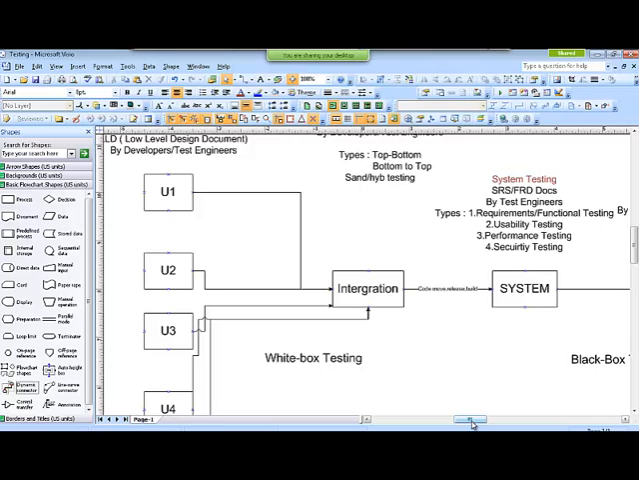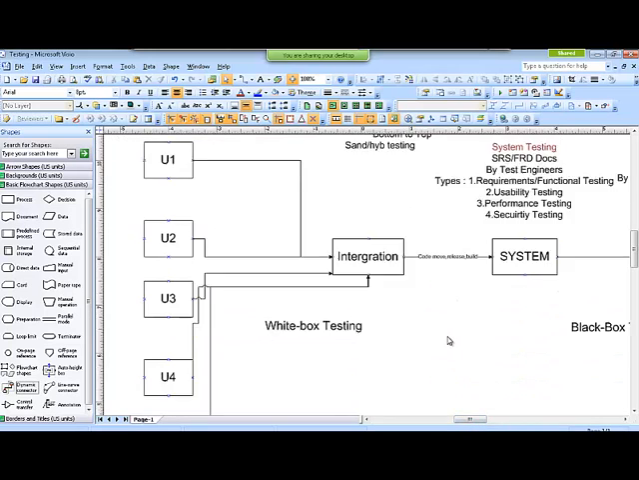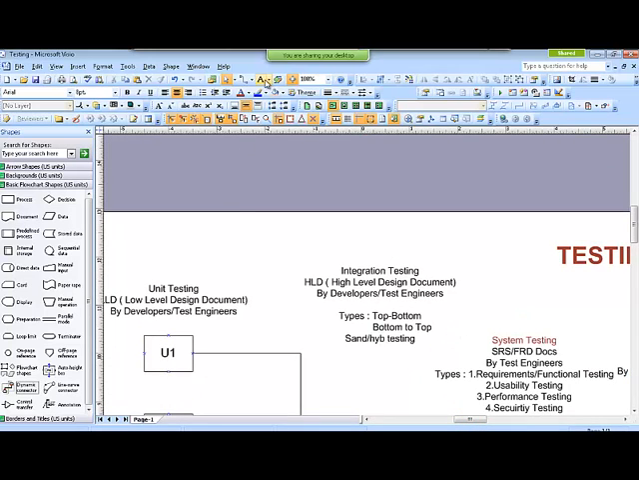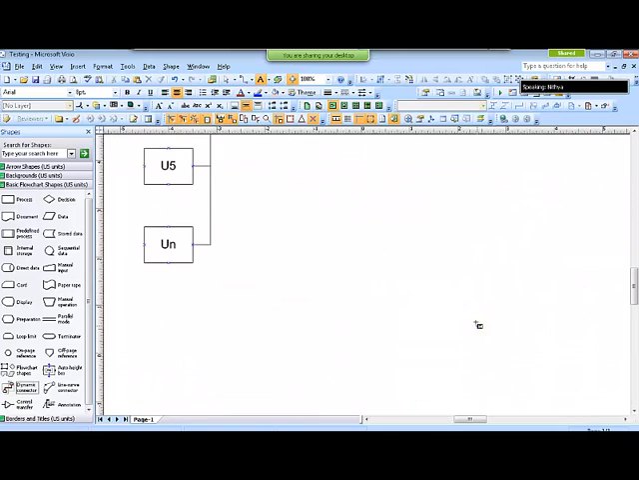Yes, we have one life cycle for the testing purpose. That life cycle is STLC, not SDLC, it's STLC. What do you mean by STLC? Software testing life cycle. Software testing life cycle. STLC.